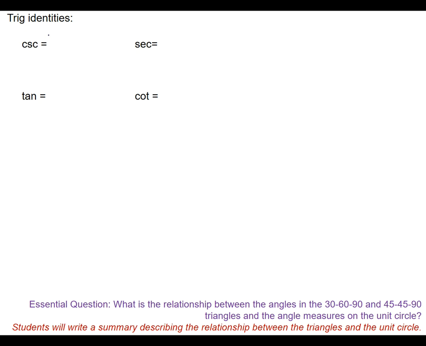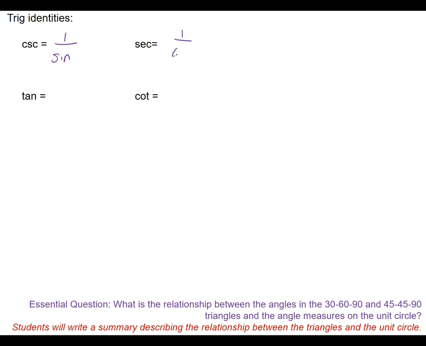So the reciprocal of cosecant, we kind of already know this is sine, isn't it? So when we want the reciprocal of cosecant, we do 1 over sine. I'm being really lazy. I'm not putting the thetas or the x's or anything. What's the reciprocal of secant?